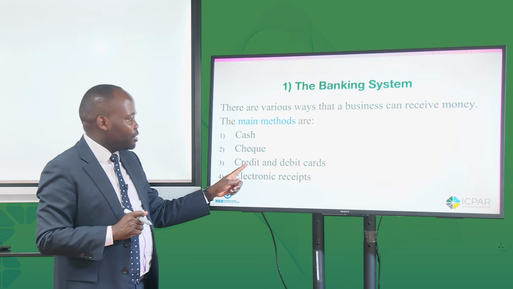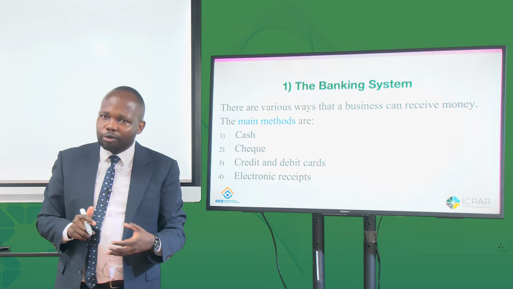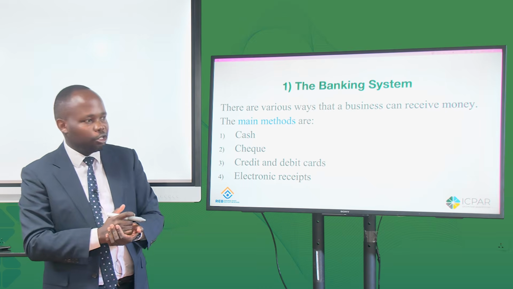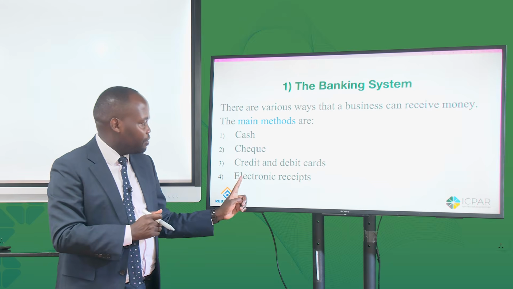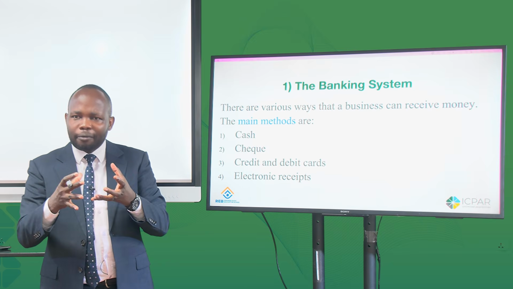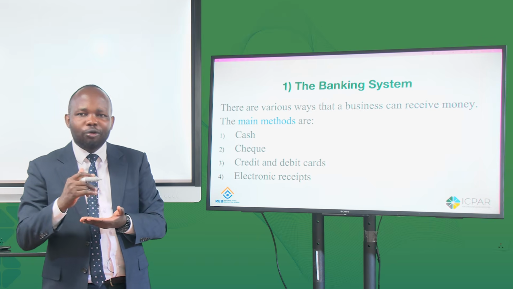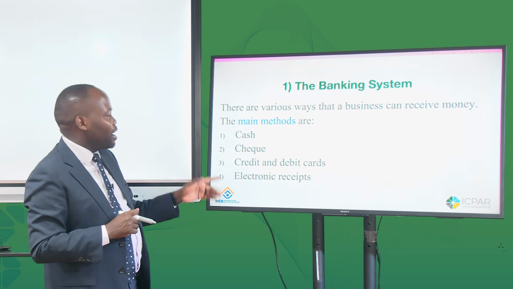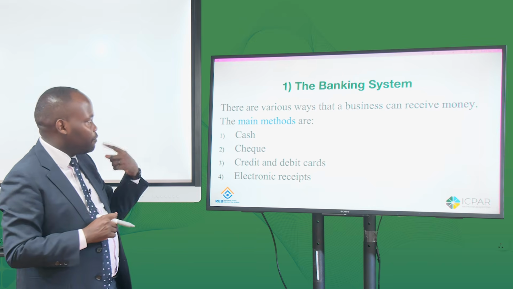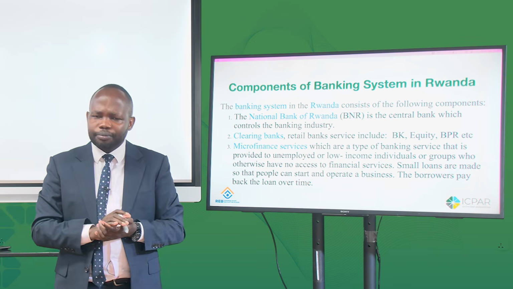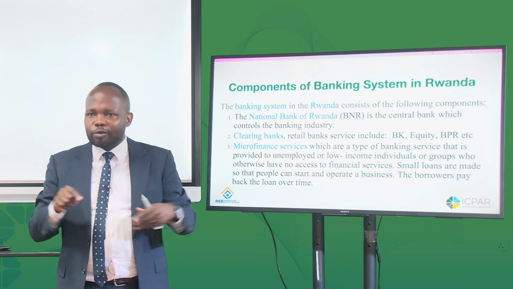Number 3, you can receive money through credit and debit cards, where somebody makes payments to you. You receive through credit and debit card, and there are other electronic receipt systems. You can receive through other electronic means. So majorly we have 4 different ways of receiving money. Now let's focus on Rwanda. The banking industry in Rwanda.